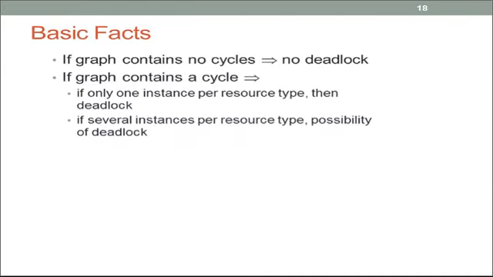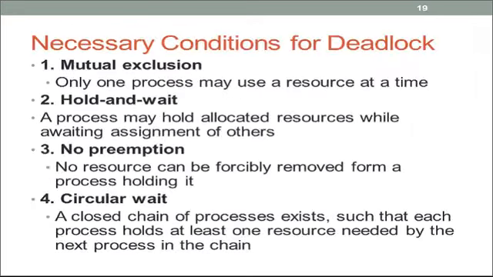So what we say is, if the graph does not have a cycle, then there is no deadlock. But if the graph has a cycle and there is only one instance per resource type, then there is surely a deadlock. If there are several instances per resource type, then there is a possibility of deadlock, as we have to consider the number of requests and the number of instances. Considering all these principles, we have 4 necessary conditions for deadlock to occur. These are very important conditions to consider for deadlock occurrence.